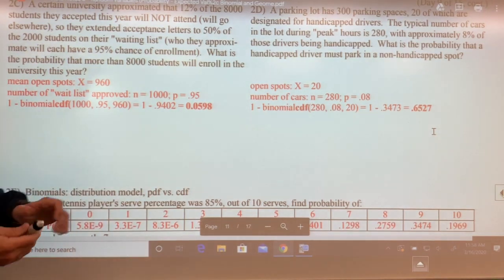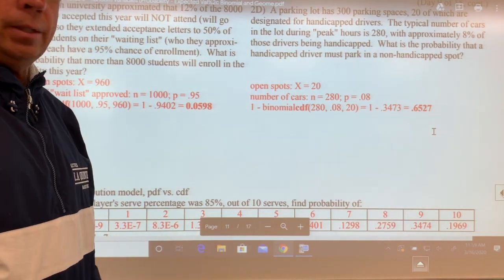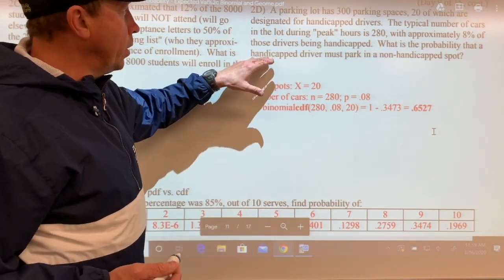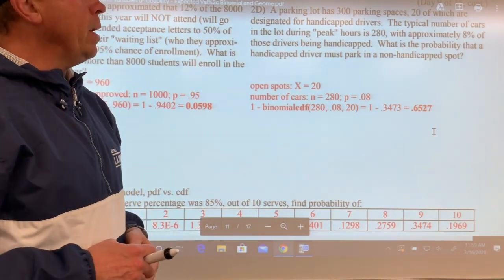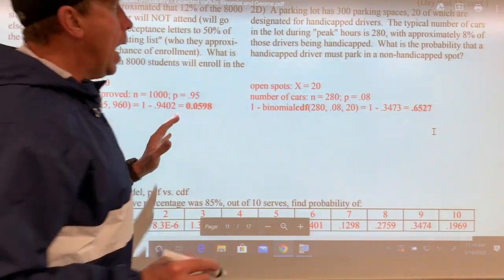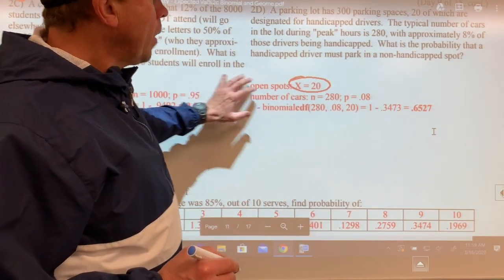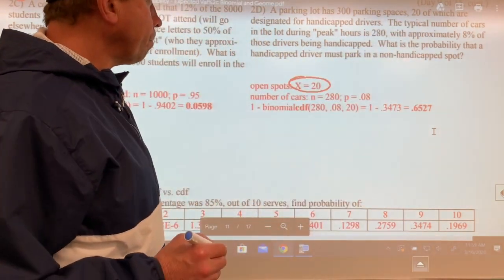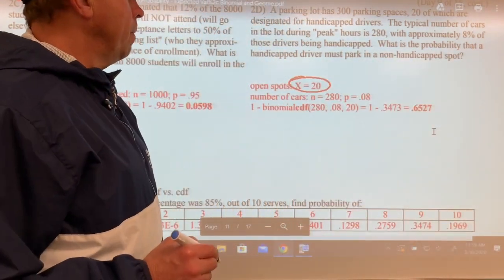Okay? This is a similar problem. Our parking lot has 300 parking spaces, 20 of which are designated for handicapped drivers. The typical number of cars during a peak is 280, with approximately 8% of those drivers being handicapped. What is the probability the handicapped driver must park in a non-handicapped spot? Similar idea. How many spots are we talking about here? We're talking about 20 spots, 20 of which are designated for handicap, okay? And we know the probability of a handicapped driver is 8%, okay?